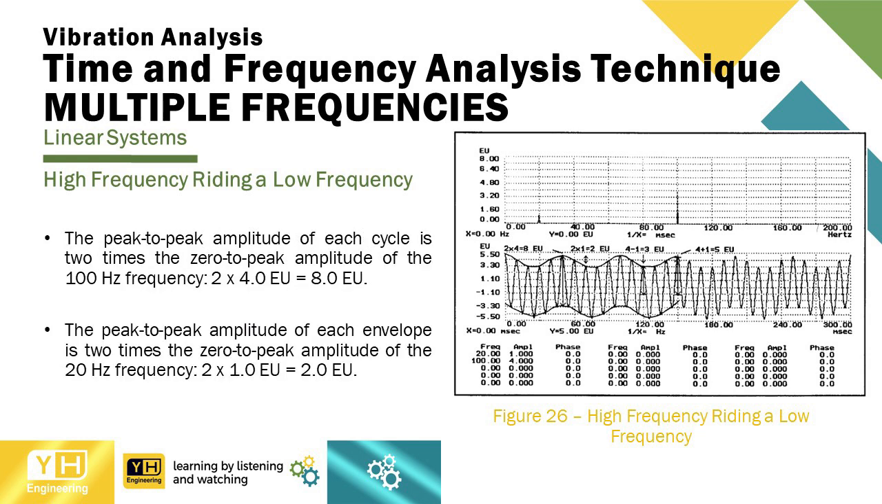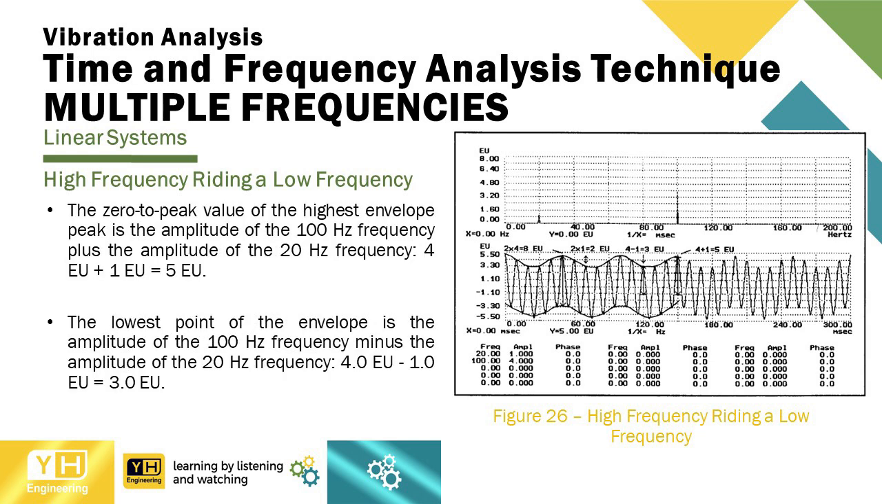The peak-to-peak amplitude of each cycle is 2 times the zero-to-peak amplitude of the 100 Hz frequency. 2 multiplied by 4.0 engineering units equals 8.0 engineering units. The peak-to-peak amplitude of each envelope is 2 times the zero-to-peak amplitude of the 20 Hz frequency. 2 multiplied by 1.0 engineering units equals 2.0 engineering units. The zero-to-peak value of the highest envelope peak is the amplitude of the 100 Hz frequency plus the amplitude of the 20 Hz frequency. 4.0 engineering units plus 1.0 engineering units equals 5.0 engineering units.